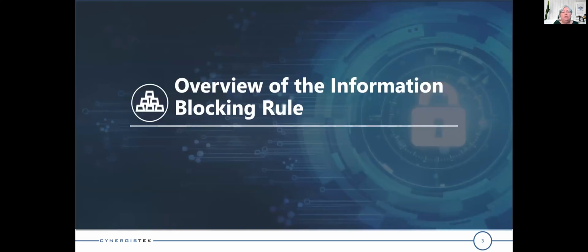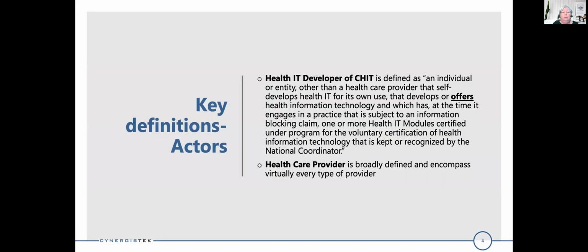So let's first start with an overview of the information blocking rule. Under the rule, it talks about 4 types of actors. And so when I use the term actor, that is a defined term in the information blocking rule. And it defines the 4 separate types of actors. The first one being the health IT developer of certified health IT.